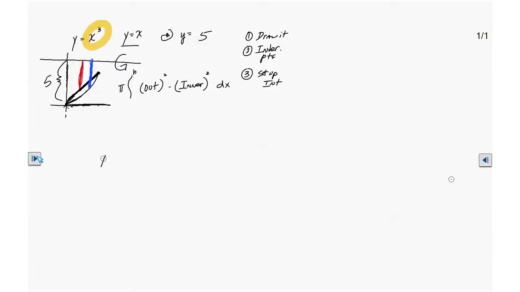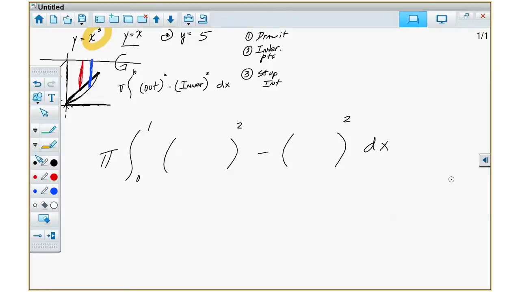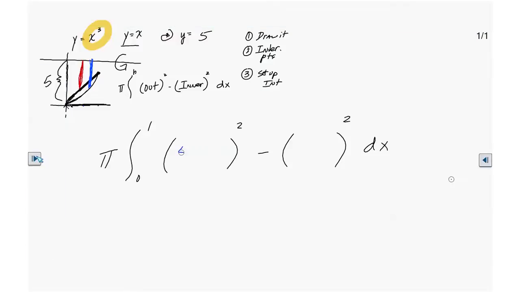So, pi from 0 to 1, outer radius minus what? Inner radius. The outer radius is the blue. Now, why is it the blue this time? Because the revolution point is above the function. Before it was the inner radius, now it's the outer radius. So that's going to be what? Well, that's the x cubed function, but it's 5 minus what? 5 minus x cubed. That's right, class.